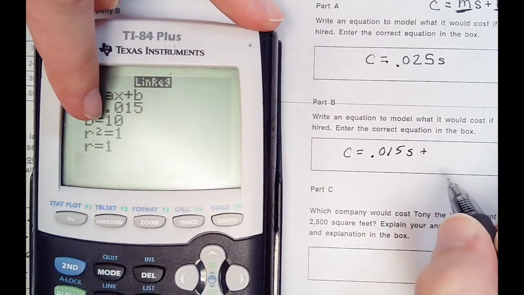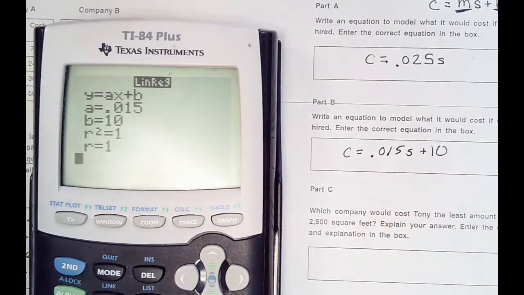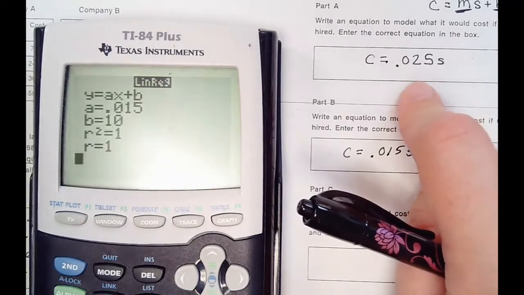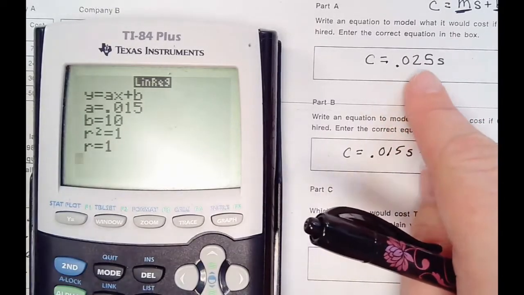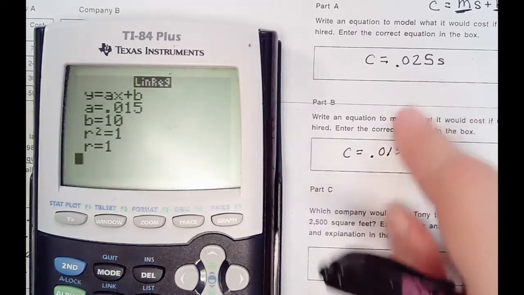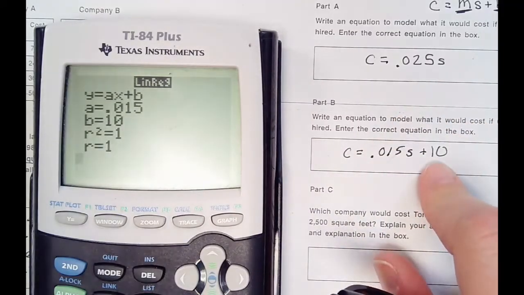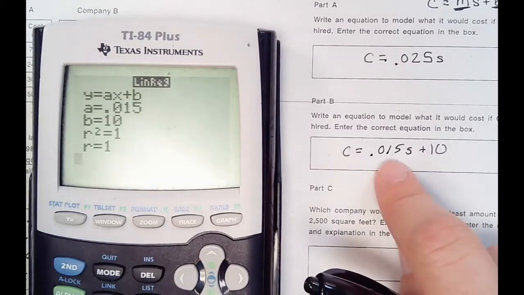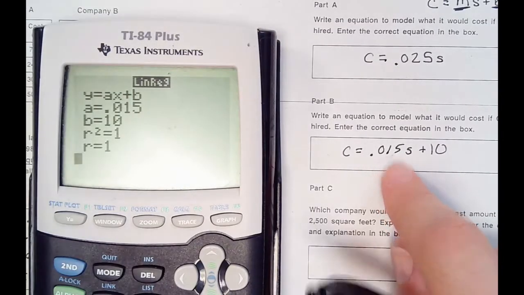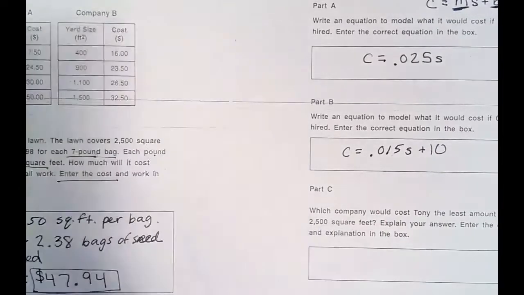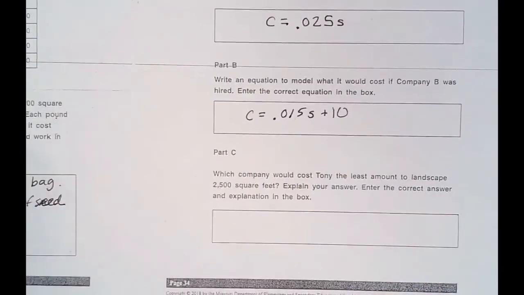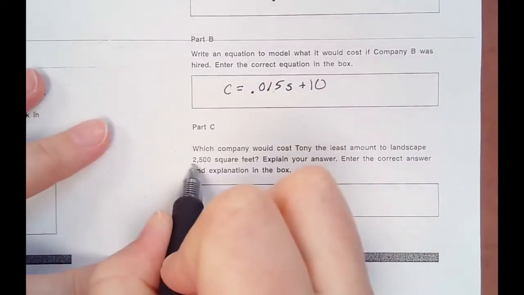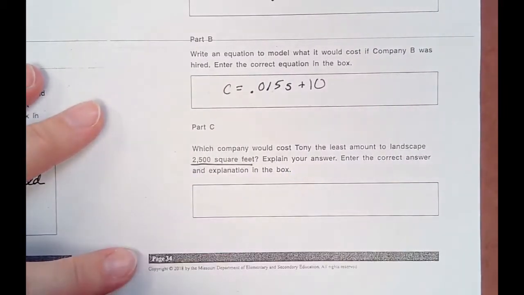So Company A, they have no base fee. You just have to pay 0.025 per square foot. Company B has a base fee of $10, so right up front you have to pay them $10, but you pay less per square foot, 0.015. All right. Part C. It says, which company would cost Tony the least amount to landscape 2,500 square feet, so his front yard? Explain your answer. Enter the correct answer and explanation into the box.